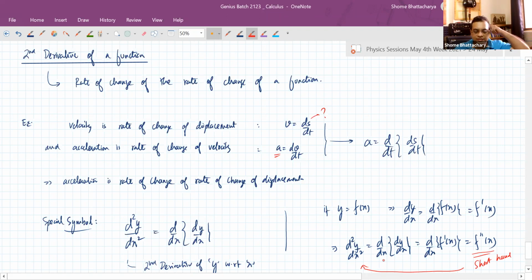So through the physical example, I've also told you where it might be useful for us in physics, that one quantity is changing with respect to time, and that quantity itself has a rate of change. Okay. So then there is a meaning of rate of change of rate of change, or the second derivative.